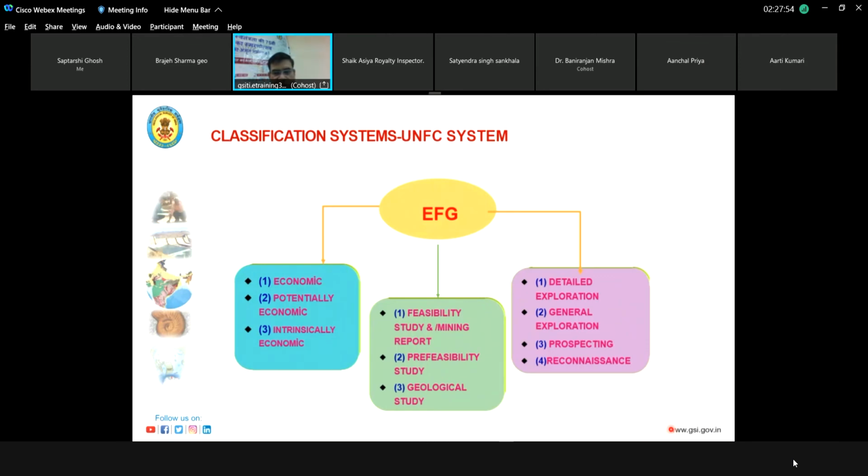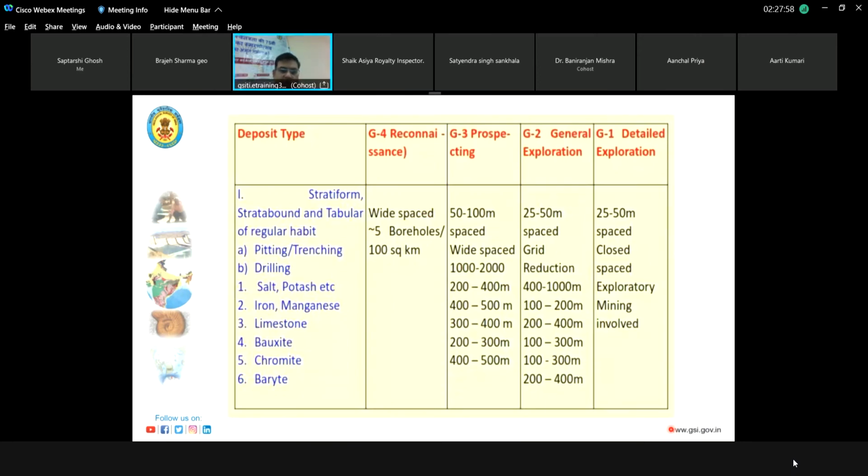Recognize survey, prospecting, then general exploration, then detailed exploration. Now here we can see, I have already told you in the previous slide, that for different deposits, our spacing of the boreholes will be different. So here you can see in G4, that will be widespread. 5 boreholes per 100 square kilometer for salt, potash, iron, manganese, limestone, bauxite, chromite, and barite.